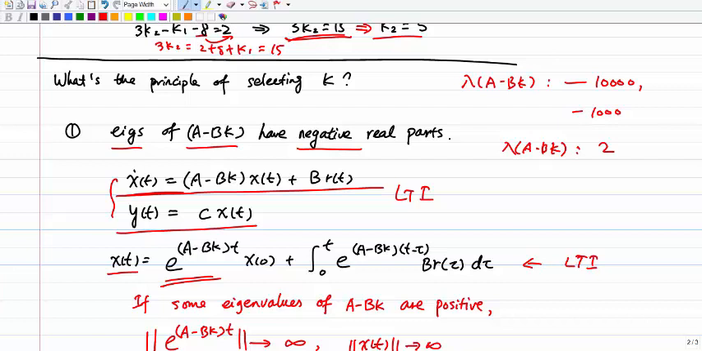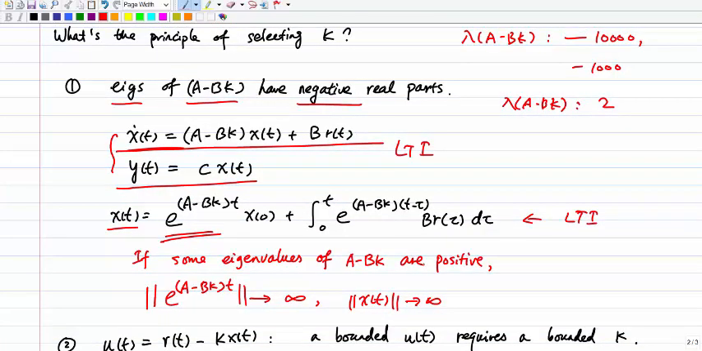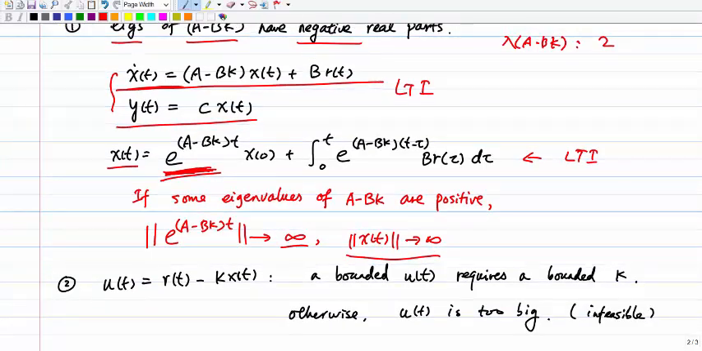So if some eigenvalue of A minus BK is positive, now the problem is this guy. The norm of this guy means some entry will go to infinity, which means your x(t) will go to infinity. It's unbounded. The state will go to infinity. It's not desired.